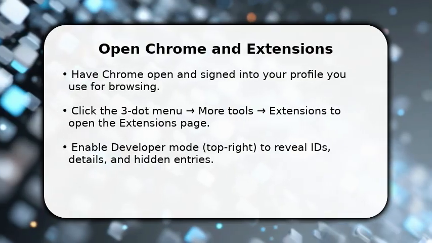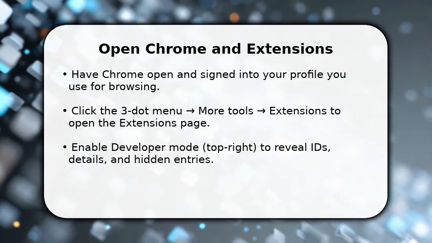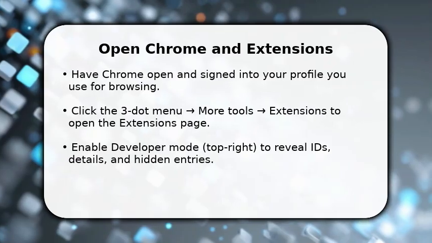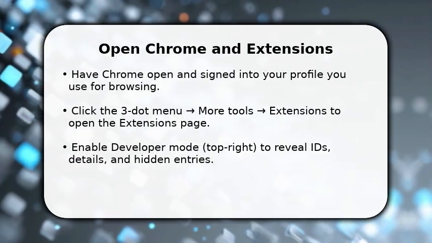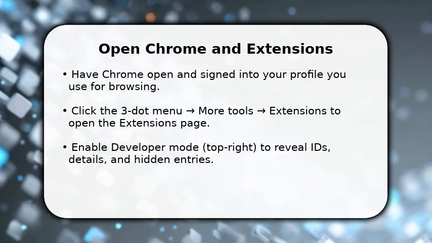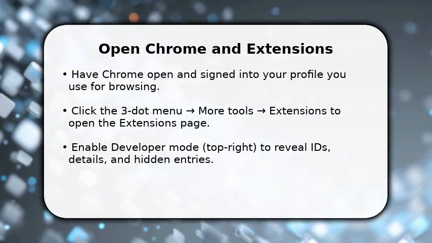You're starting right now. Open Chrome and go straight to Extensions. You need to be in the profile you use to browse so the right extensions show. Once the extensions page is visible, turn on Developer Mode. This exposes each extension's details, ID, and extra controls.